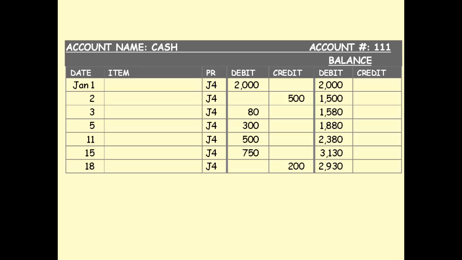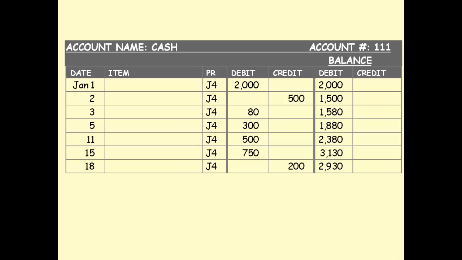What does the J4 tell me on those? Journal entry. Good. It came from the general journal, page 4. If you want to see the rest of that transaction, you go back to the general journal, page 4. Notice in cash, my balance has stayed a debit. The entries were some debits and some credits, but the balance always stayed a debit. Why? Because cash is an asset, and an asset ought to have a debit balance.